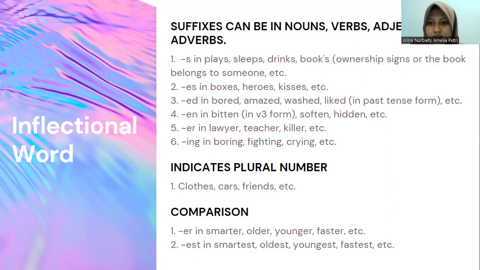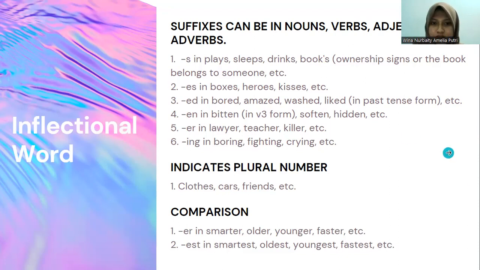Third, comparison. There is suffix er that can be comparative degree. The examples: smarter, older, younger, faster, and others. And there is suffix est as superlative degree. The examples: smartest, youngest, oldest, fastest, and others.